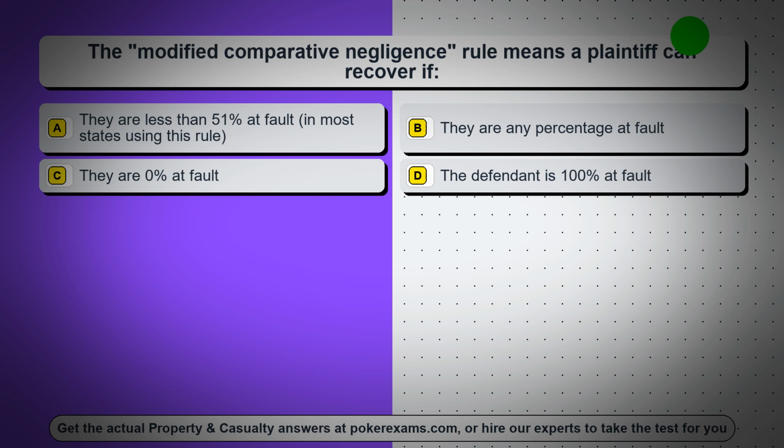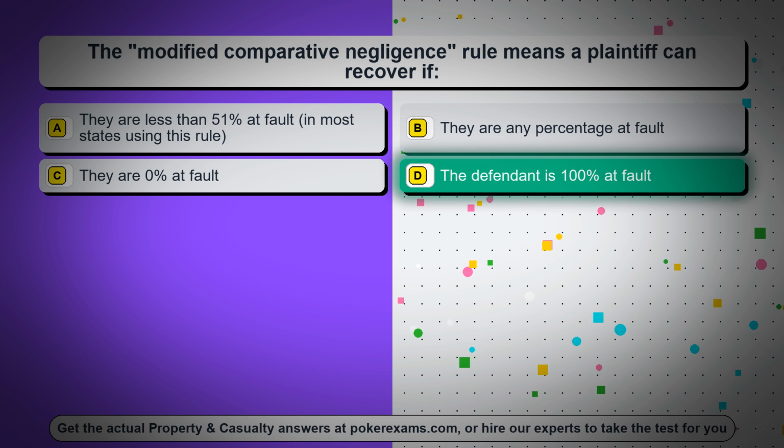Question 15. The modified comparative negligence rule means a plaintiff can recover if option A, they are less than 51% at fault, in most states using this rule. Option B, they are any percentage at fault. Option C, they are 0% at fault. Option D, the defendant is 100% at fault. The correct answer is option D, the defendant is 100% at fault.